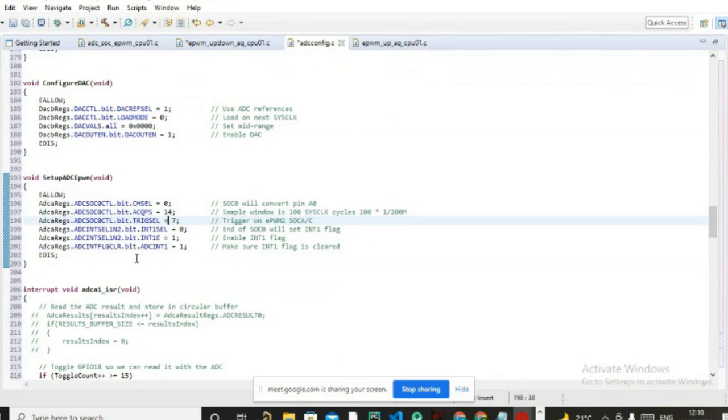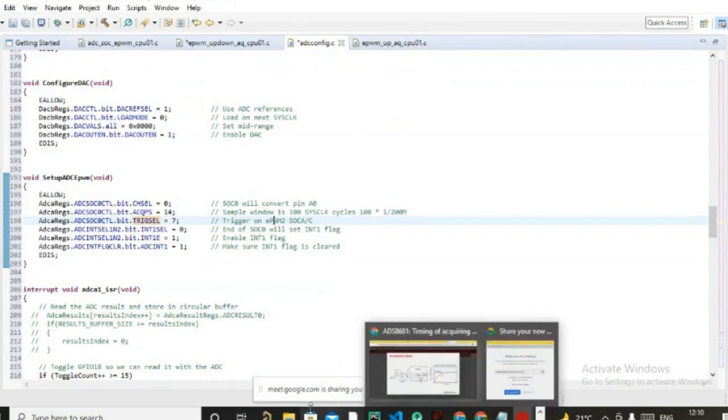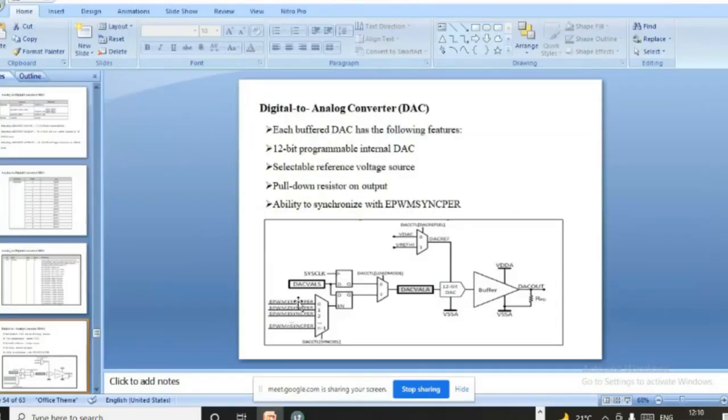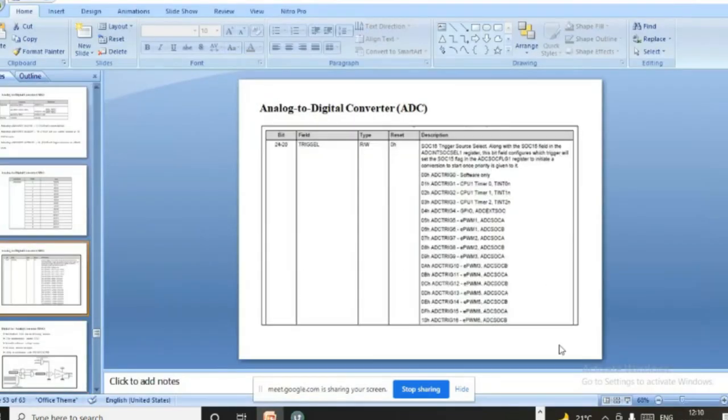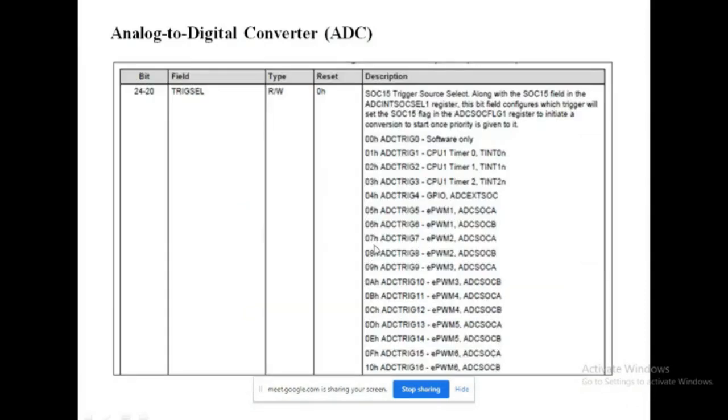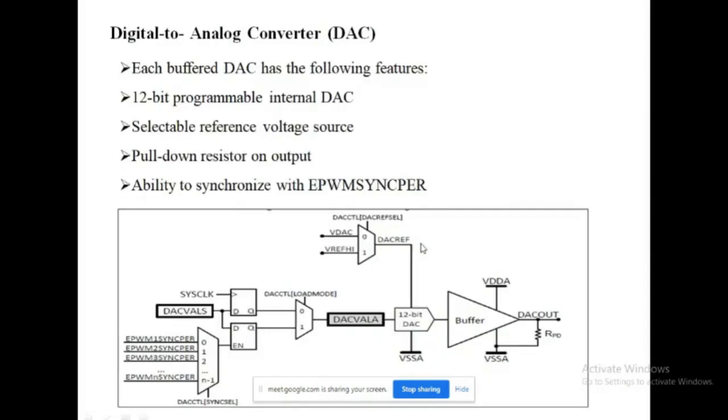Then you have a trigger selection. So from here we are triggering on EPWM2. So if I'm putting 7 into trigger selection from my configuration, okay, if I'm selecting 7 into trigger selection, it means I'm triggering on EPWM2. So the ADC start of conversion signal will be generated by EPWM2. Okay.